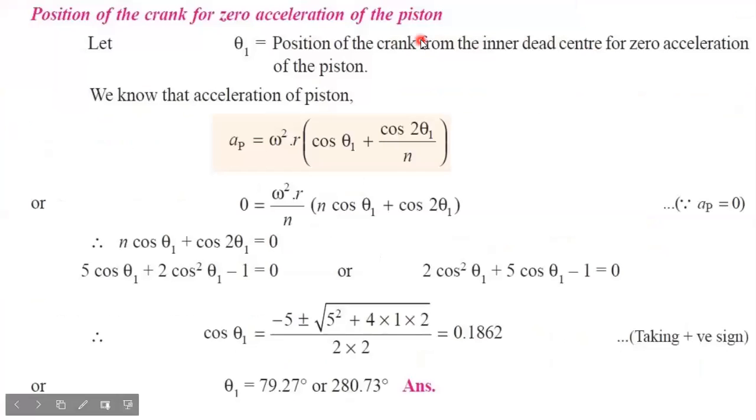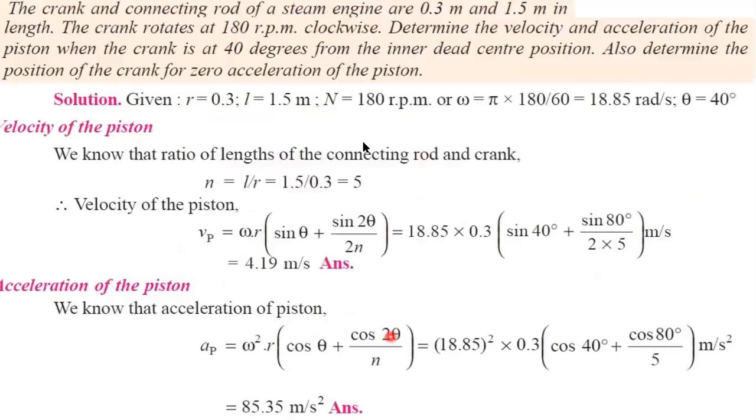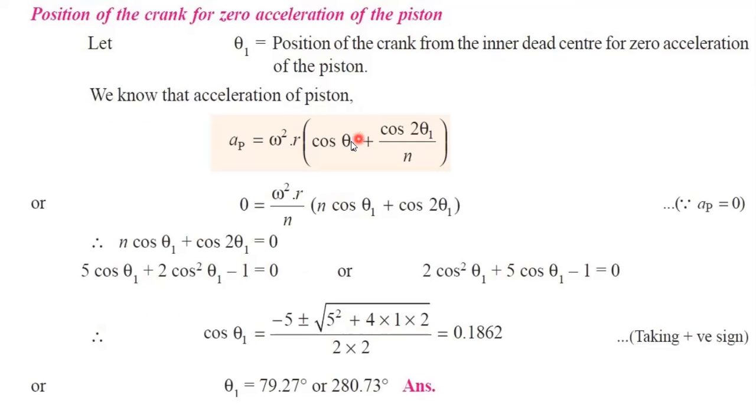Next we need to calculate the position of the crank for zero acceleration of the piston. So let us assume theta 1 is the position of the crank from inner dead center for zero acceleration of the piston. The acceleration of the piston formula we know. Just substitute theta 1 because we already used theta, right? So in order to differentiate we are giving some other notation.